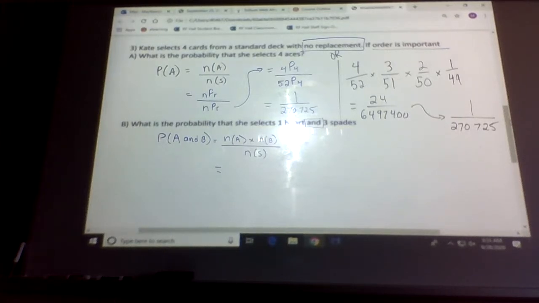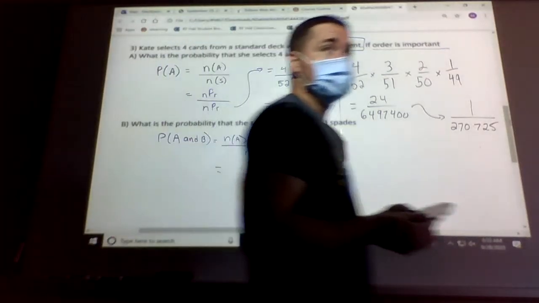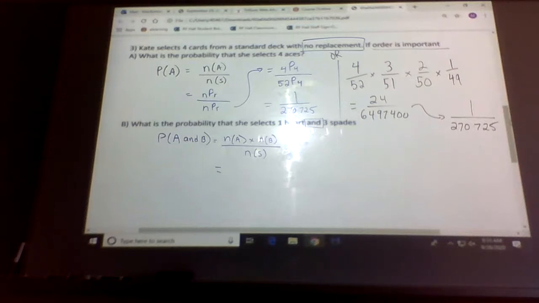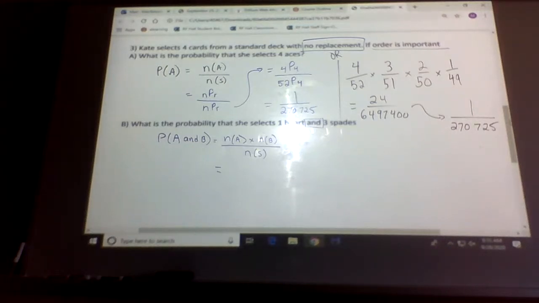Okay, so let's look at the first thing. She wants to select first a heart. If I went in here and I'm picking out a heart, what is the probability that I will pick a heart? So probability, reaching here and picking out a heart.